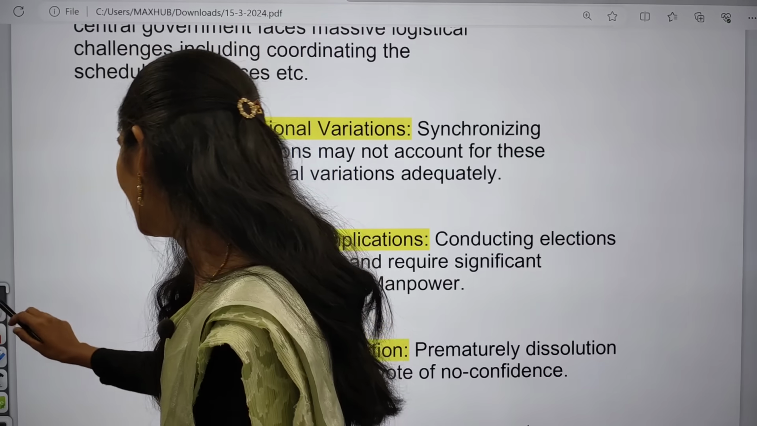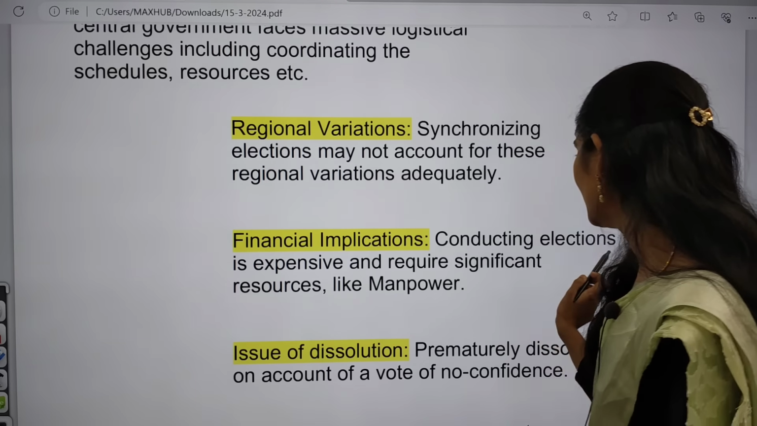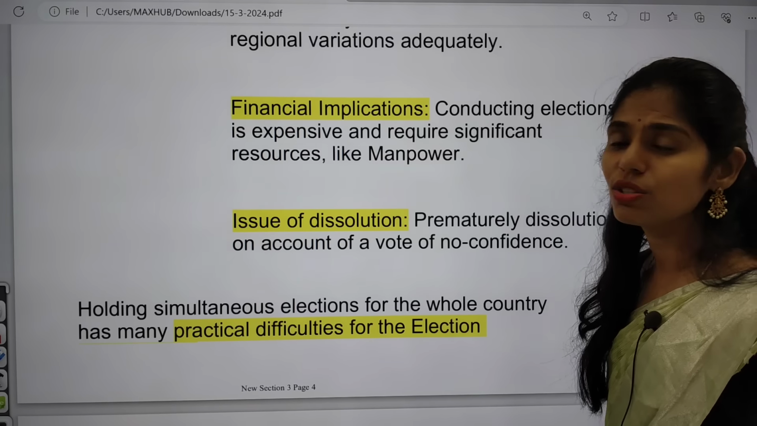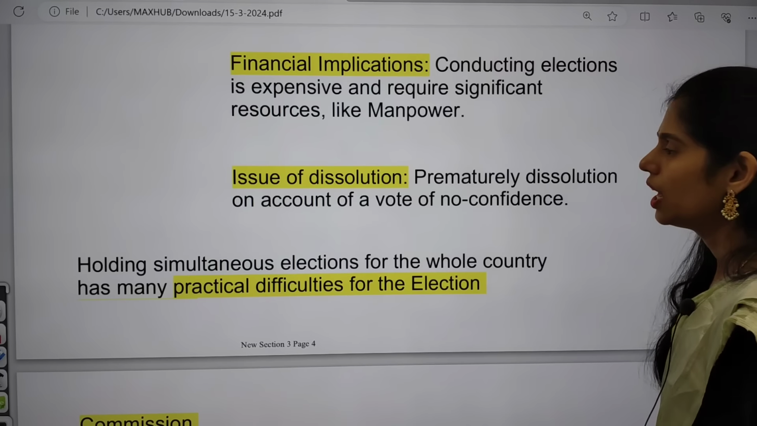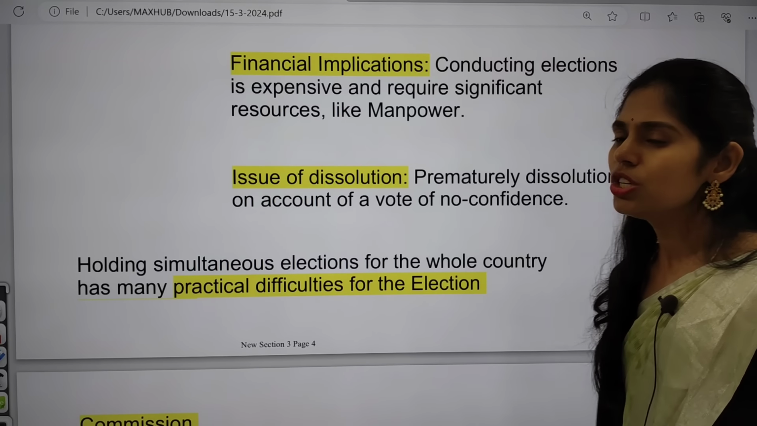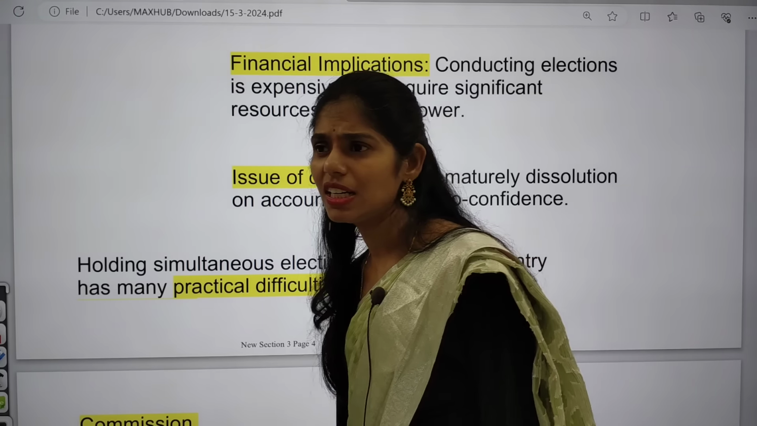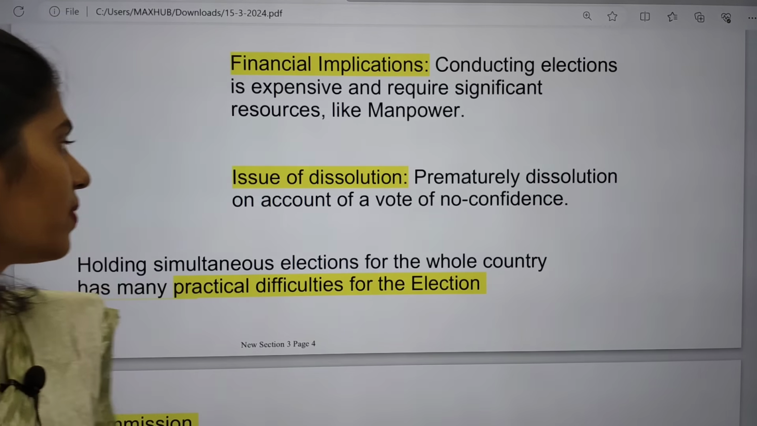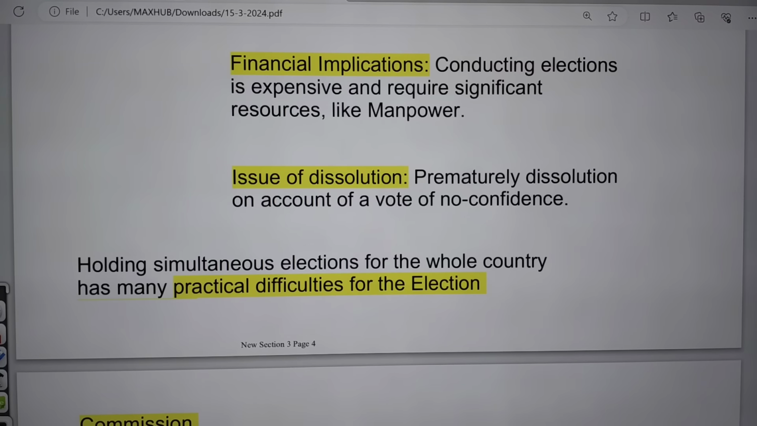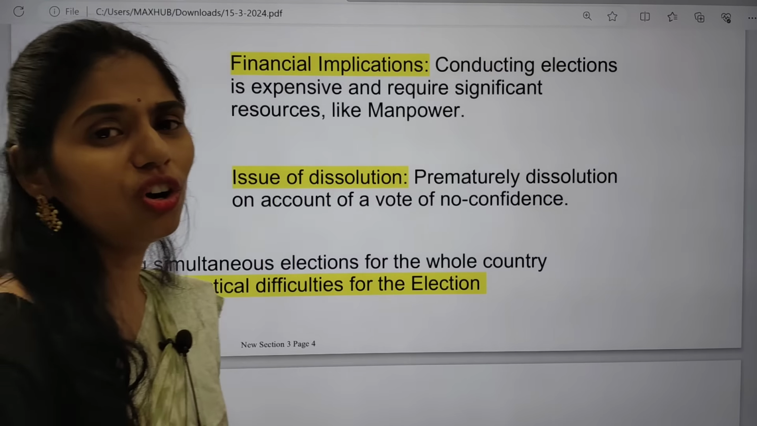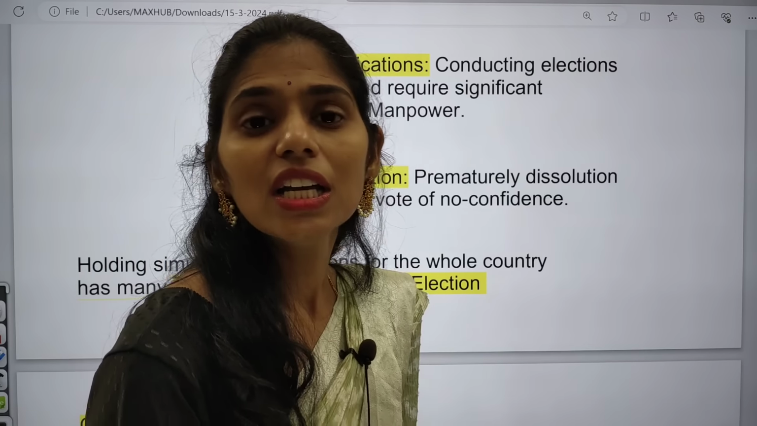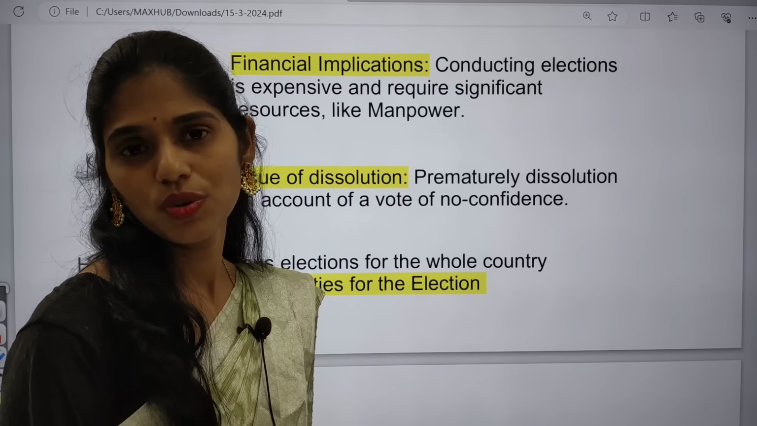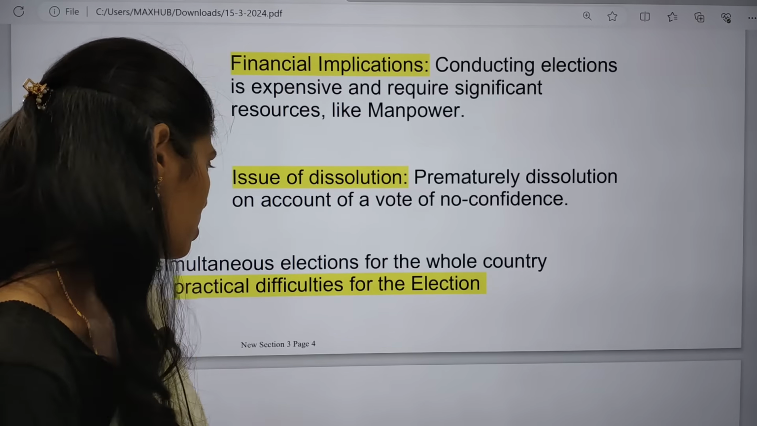And next one is financial implications. Conducting elections is very expensive and it requires massive resources like manpower. And even the issue of dissolution. Sometimes the state legislative assemblies face premature dissolution, which happens whenever a vote of no confidence is passed, then that government should resign, right? So because of this, we can't go for simultaneous elections.